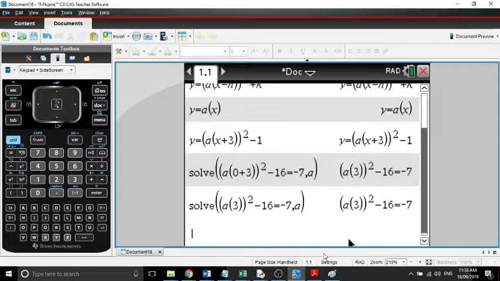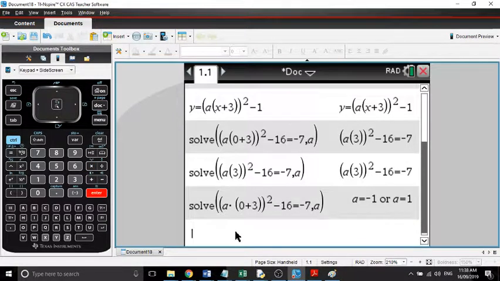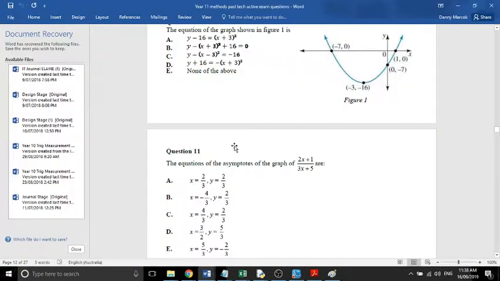So basically we know that 0 plus 3 squared is 9. So we're saying solve 9a minus 16 equals -7, because I'm not doing times, it thinks there's a variable called that. There we go. a equals 1 or a equals -1. Well, looking at our graph, it's got to equal 1 because of the way that the graph works here.